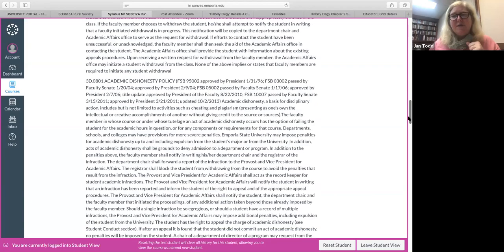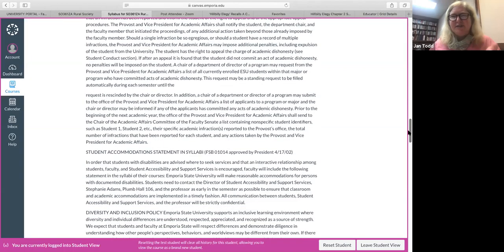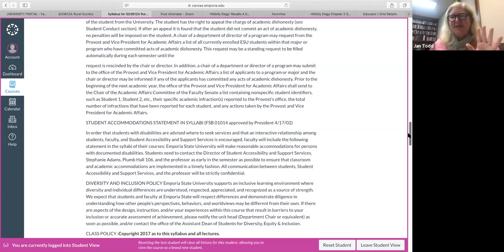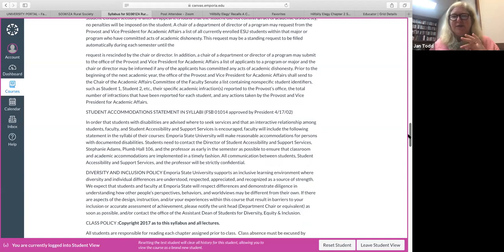These are all of our policies, which we try to be as inclusive as possible. If you have any needs, I will work with you, everything. If there's something I can do to make this easier for you, I totally will do the best I can.